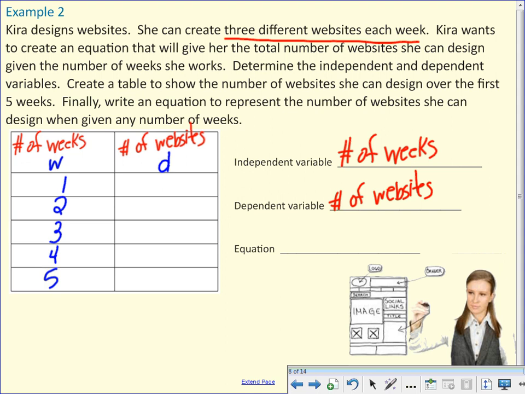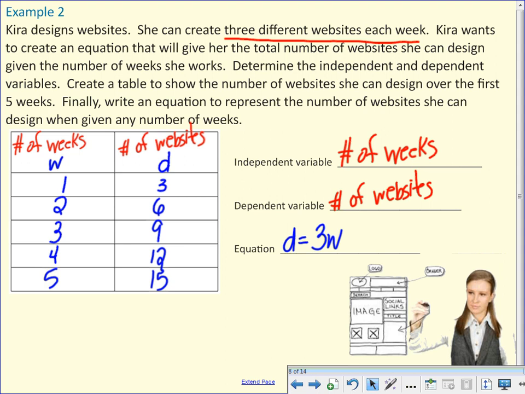So how do I decide the number of websites she designed? 1 week is how many? 3. 3, 6, 9, 12, 15. So what is my equation? What does my design equal? 3 times W. We always write the coefficient first. Questions on where any of those came from?